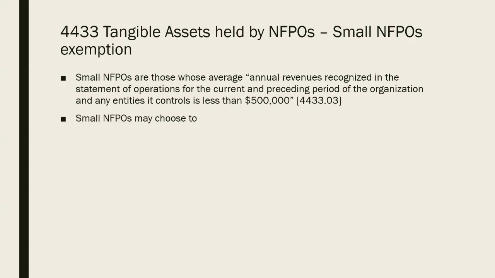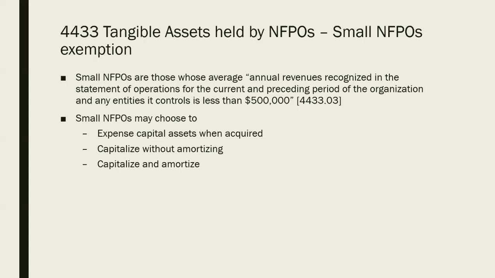Small not-for-profit organizations may, with regards to tangible assets, choose to expense the capital assets when they are acquired, so directly record them as an expense without bothering to capitalize. They may capitalize the asset but choose not to record amortization. Amortization is the Canadian GAAP term for depreciation, same idea. Or what normally businesses do, capitalize and amortize. Now, this exemption is available only to small not-for-profit organizations.